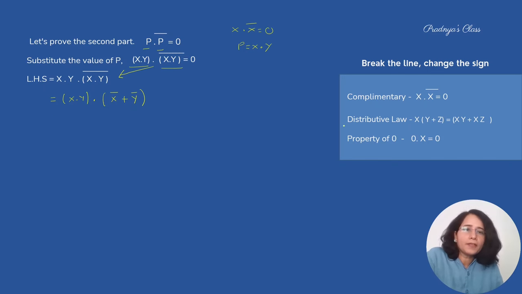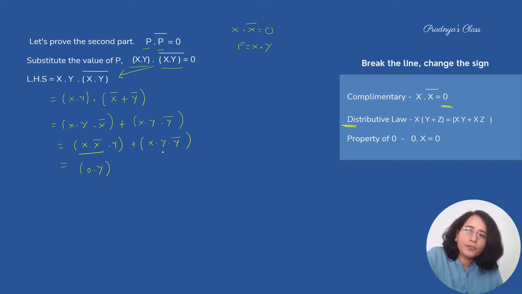Now solve it further by applying the distributive law. So we will get x dot y dot x bar plus x dot y dot y bar. I'm going to rearrange these terms, x dot x bar dot y plus x dot y dot y bar. This is in the proper order. Now x dot x bar is equal to 0, as you know this is a complementary law. So 0 dot y, and in the second term also y dot y bar will be 0, so x dot 0. According to the property of 0, if any variable gets multiplied with 0, we get 0. So here 0 dot y will be 0 plus x dot 0 will be 0. And if we perform an OR operation and both the inputs are 0, we get 0. So ultimately we proved the right hand side.